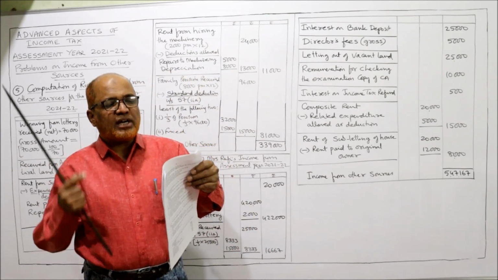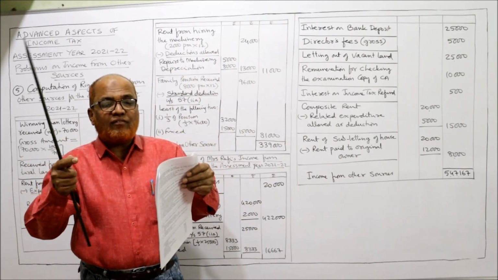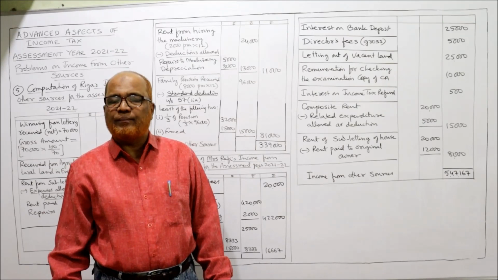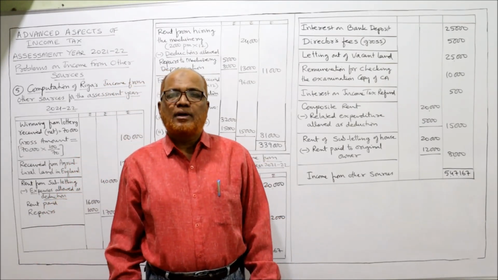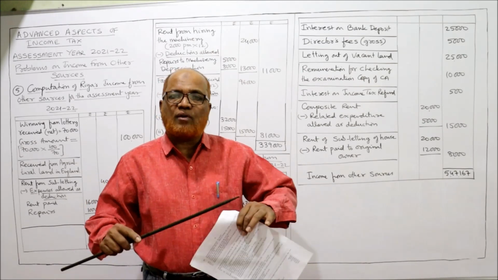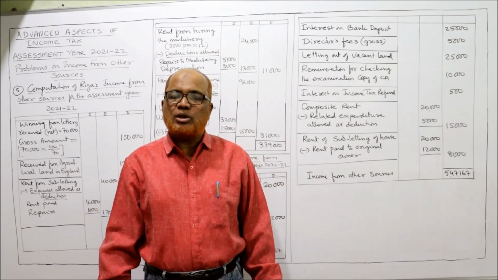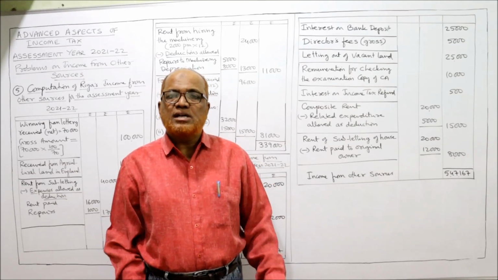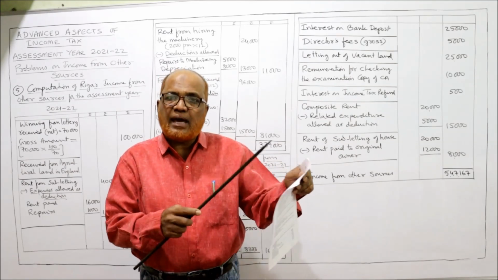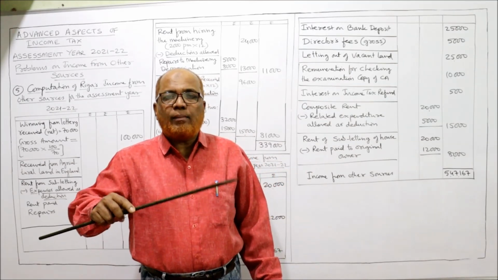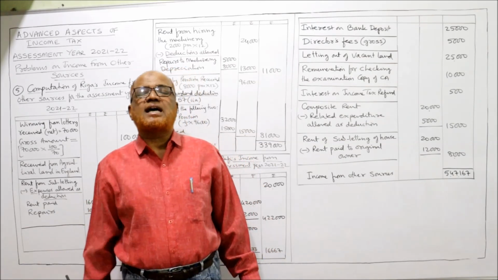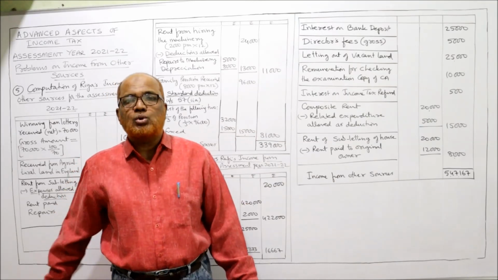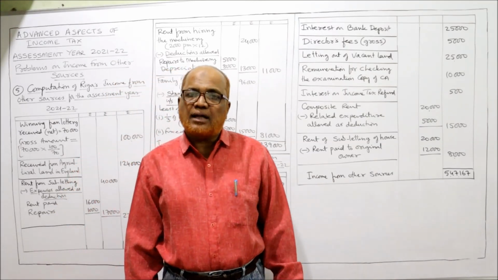Next, remuneration for checking the examination copy of the employer's school. That means this Mrs. Rafi is working in a school, and the employer has given her the task of checking the examination papers. So it is taxable under income from salary because she is getting this remuneration from the employer. Whatever the employer pays to the employee is taxable under the head income from salary. It is not taxable under income from other sources. We are computing income from other sources.